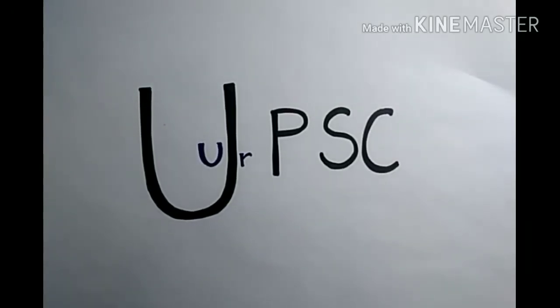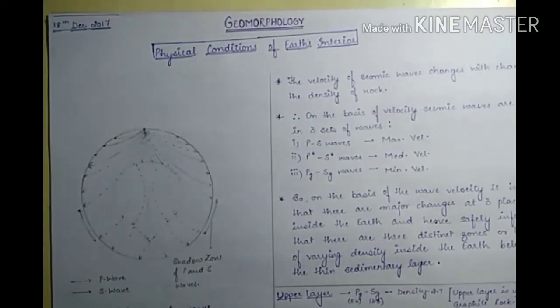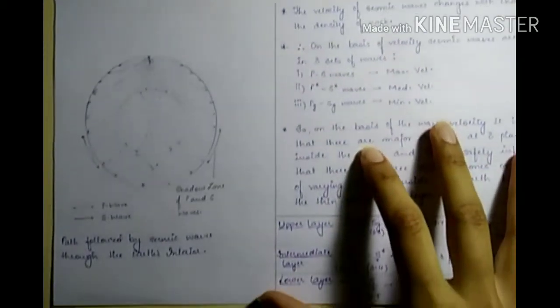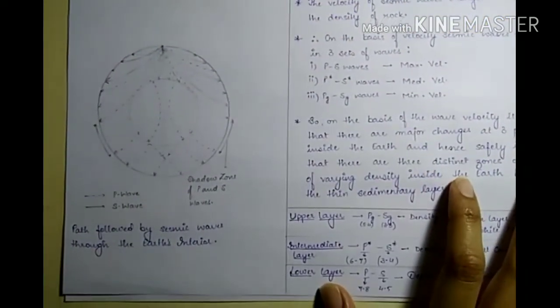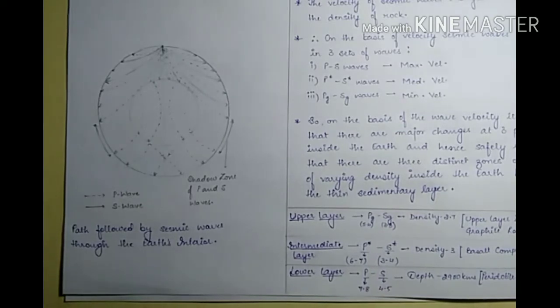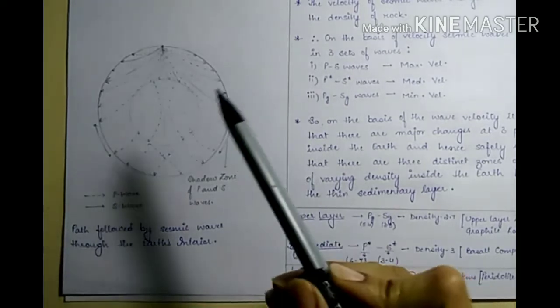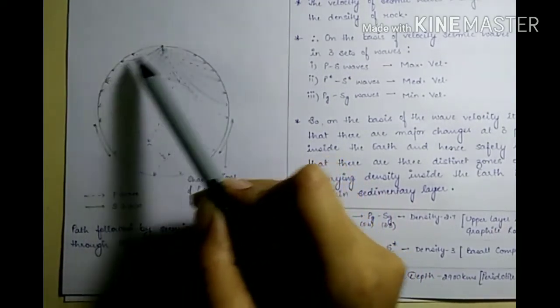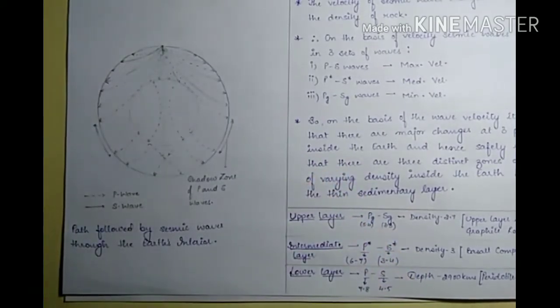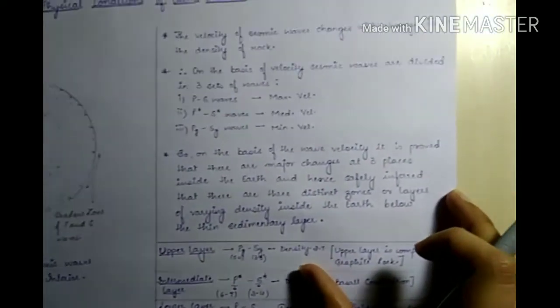So today we'll start with our new topic of geomorphology, that is physical condition of Earth's interior. So let's get started. So in physical condition of Earth's interior, I hope you are familiar with this diagram. This diagram shows path followed by seismic wave through the Earth's interior. Okay, so this is the path followed by P and S wave when it is passed through the Earth's interior. Okay, so we have studied it in detail in previous lectures. So we will jump to another thing.